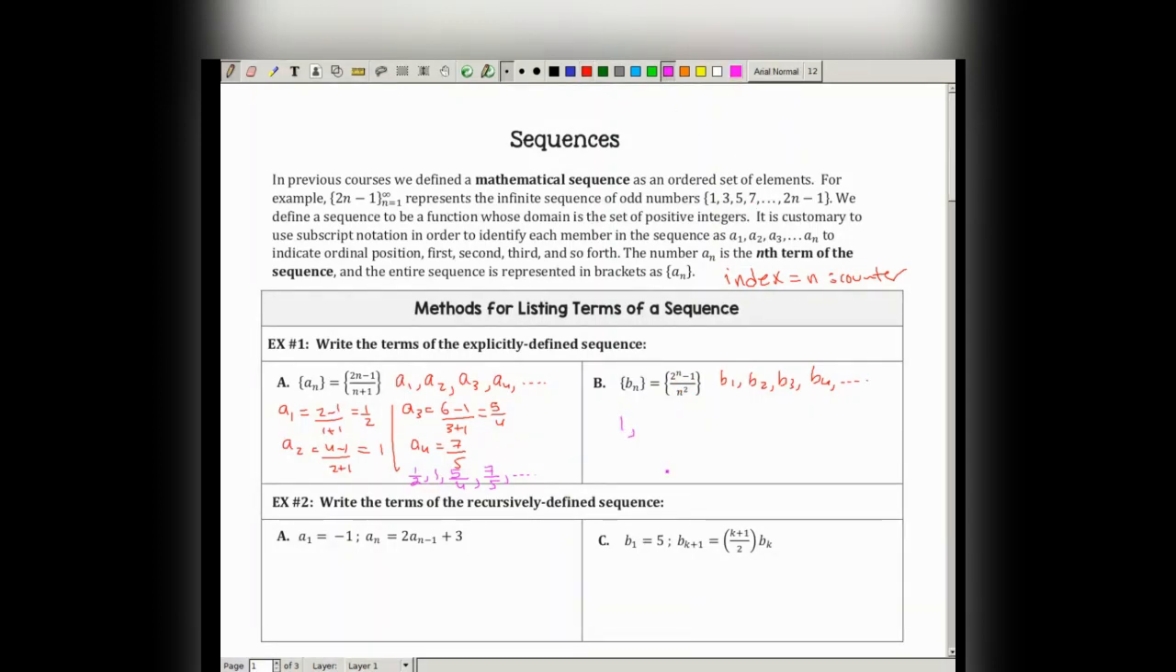So B1 is 1. And then B2, 2 squared, so 4 minus 1, so 3 over 4. And then B3 is 2 cubed, so that's 8 minus 1, so we get 7 over 9. Next one, B4, 16 minus 1, so we end up with 15 over 16. And if we want to go to B5, we can do that as well. So we get 32 minus 1 over 25.